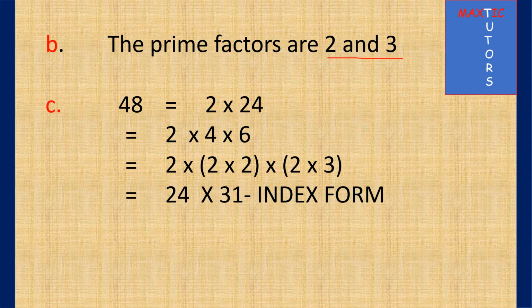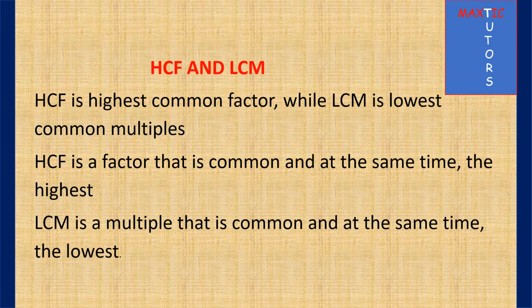In index form, we have 48 to be 2 times 24, which is 2 times 4 times 6, which is 2 times 2 times 2 times 2 times 3. And how do I express this as a product in index form? How many 2s do we have there? 1, 2, 3, 4. So I have 2 raised to the power of 4. Then times 3. How many 3s do you have there? Just 1. So that would be 3 raised to the power 1. By writing it this way, I've written it in index form. Okay, let's go.